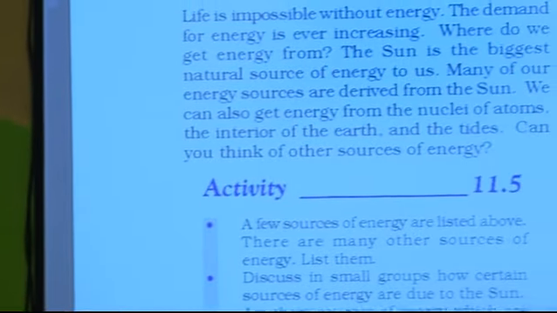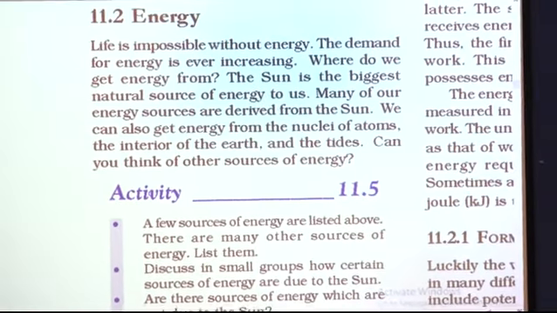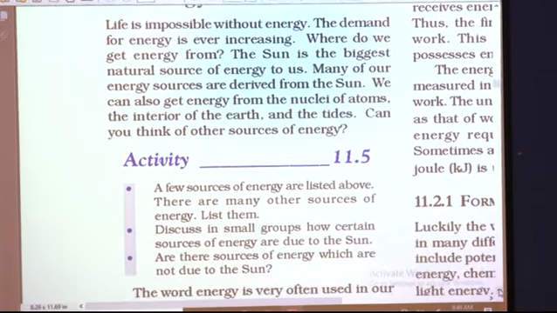Where do we get energy from? The ultimate source of energy is the sun. But along with the sun we get energy from the nuclei of atoms, and from under the earth's crust, which is called geothermal energy. We get energy from tides, which is called tidal energy. After that I told you to do activity 11.5, in which a few sources of energy are listed, and you are to find out some more sources of energy and list them. I hope all of you have done this activity.